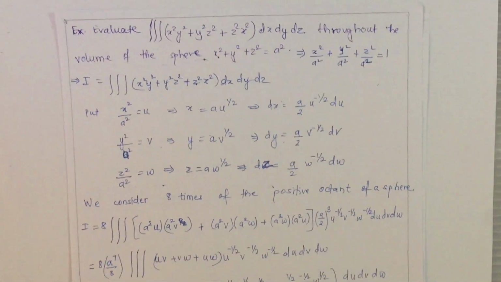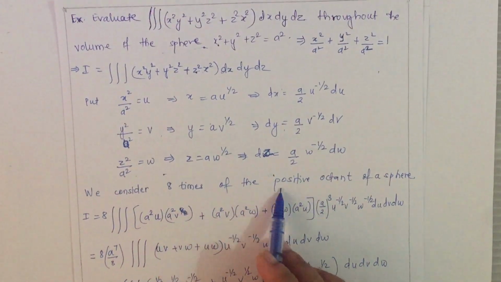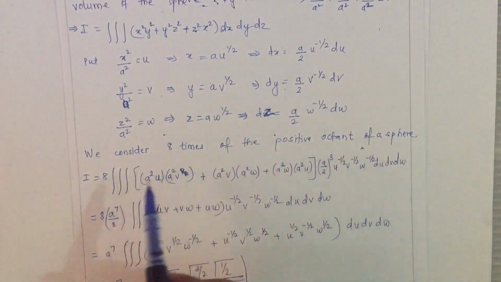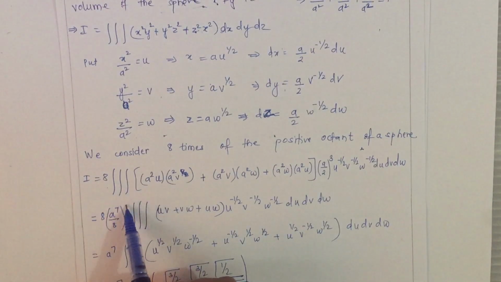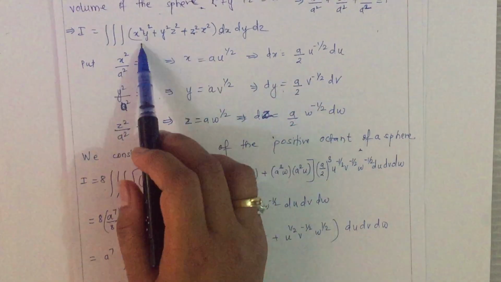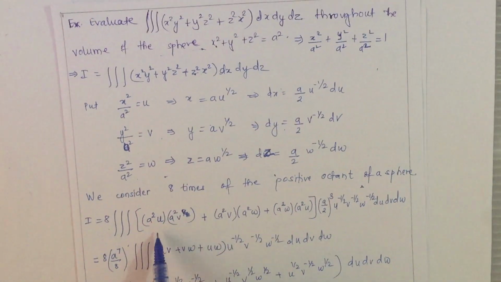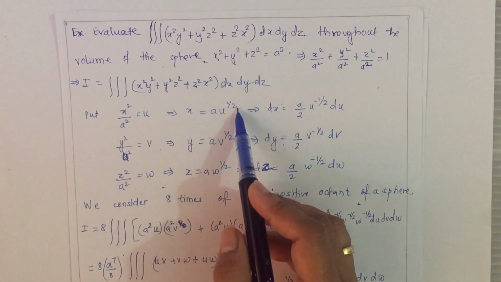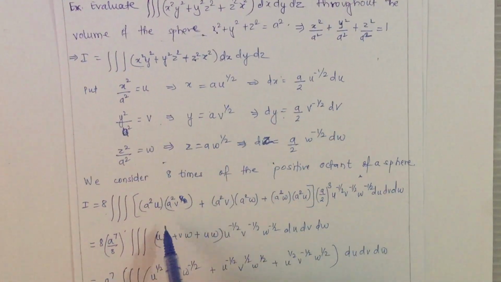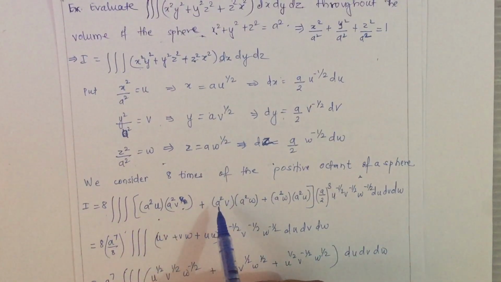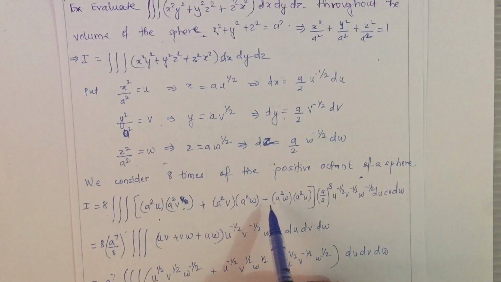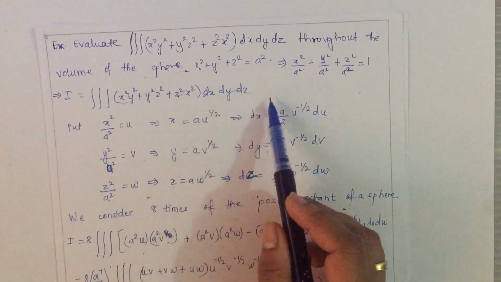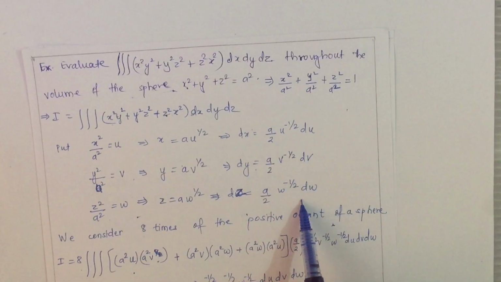So what do we consider? We consider 8 times the positive octant of the sphere. So for the positive octant, it will be 8 times the triple integral, substituting x, y, z in particular terms. What is x? a into u to the power half. x square is a square u, a square v plus a square v into a square w plus a square w into a square u, into dx, dy, dz, which will be substituted by these three particular terms.